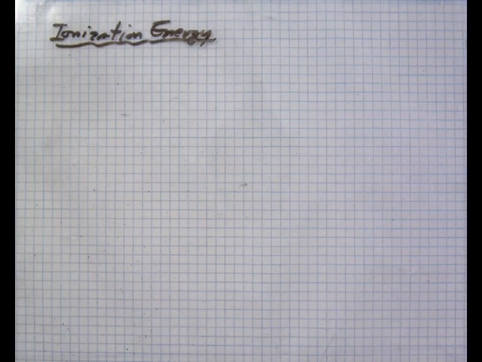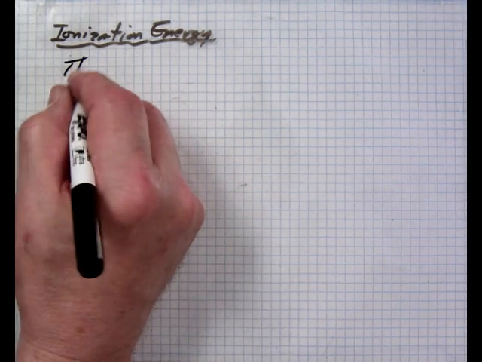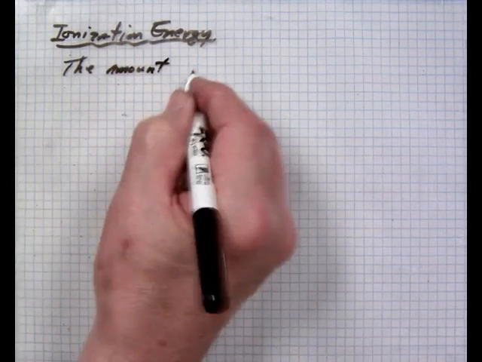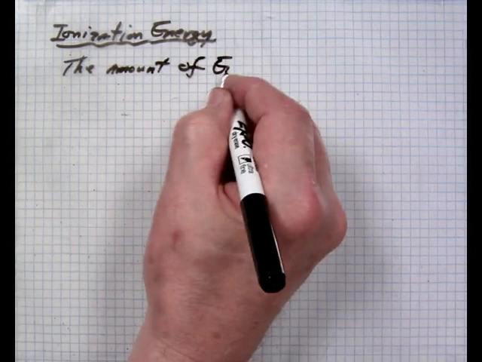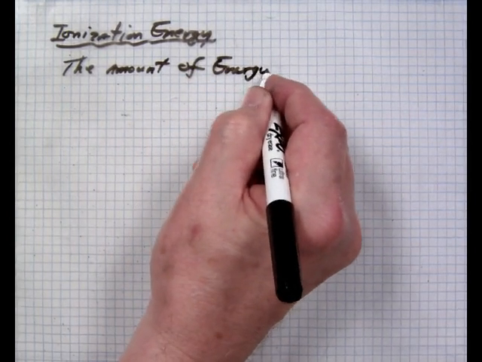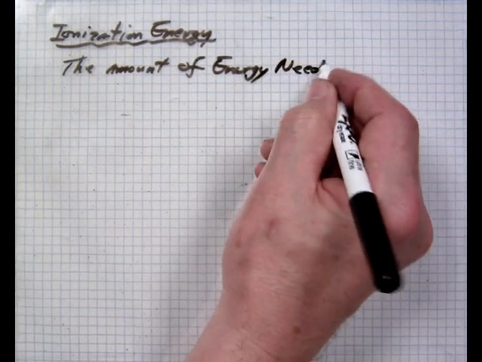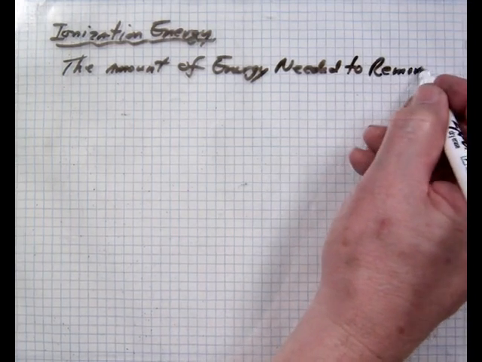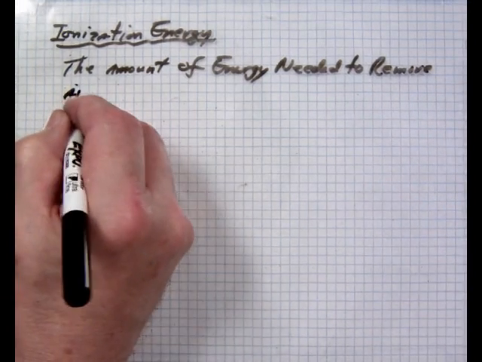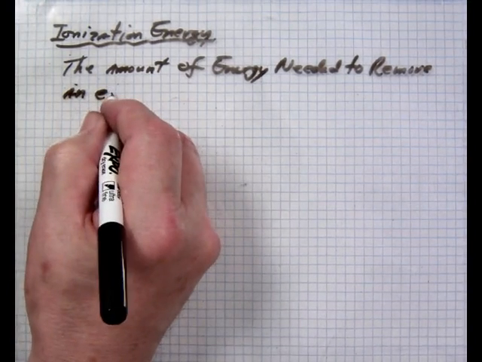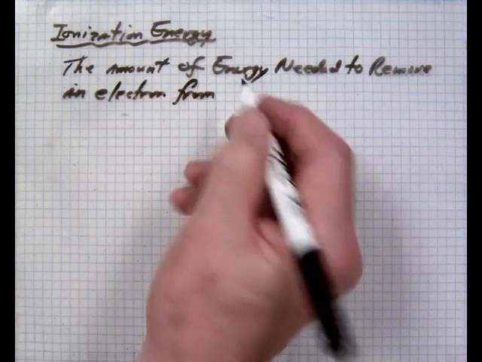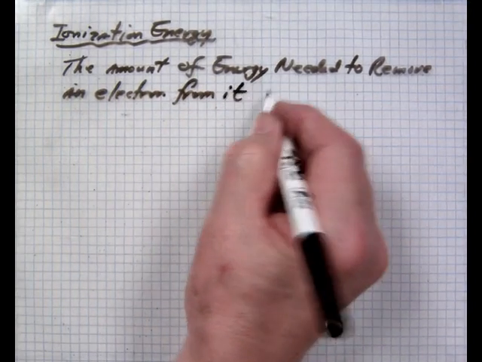When we talk about ionization energy, what we're essentially meaning is the amount of energy needed to remove an electron from its valence orbital.